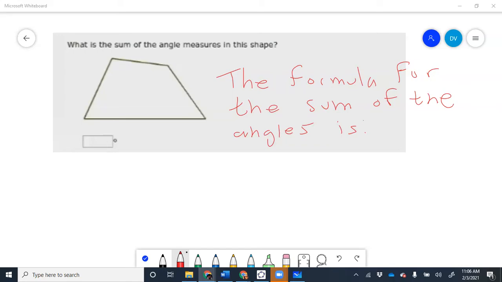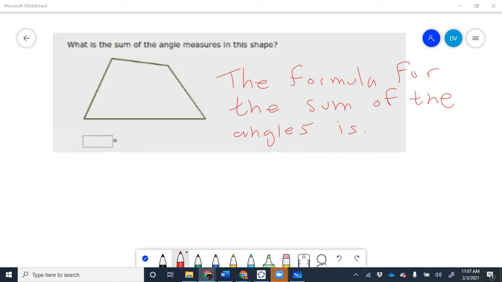So when they ask for the sum of the angle measures in something like this, we need a formula for that. So I wrote it down on the last example, but I want to put it on here, since we're recording this. That formula is going to be n. And before I do that, let me just explain what n is.